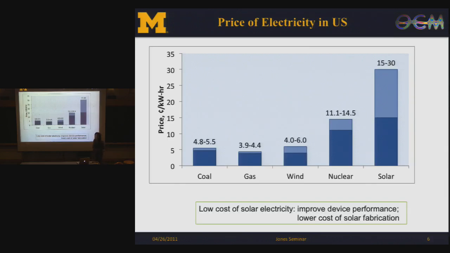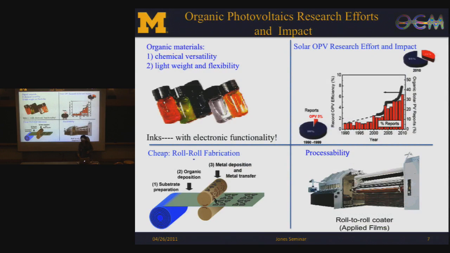So what we are working on is to improve the efficiency, and then search for alternative materials that have low cost. That's why we focus on organic materials. Organic materials are softer and inexpensive. We think about this: what will be cheaper than a plastic material?